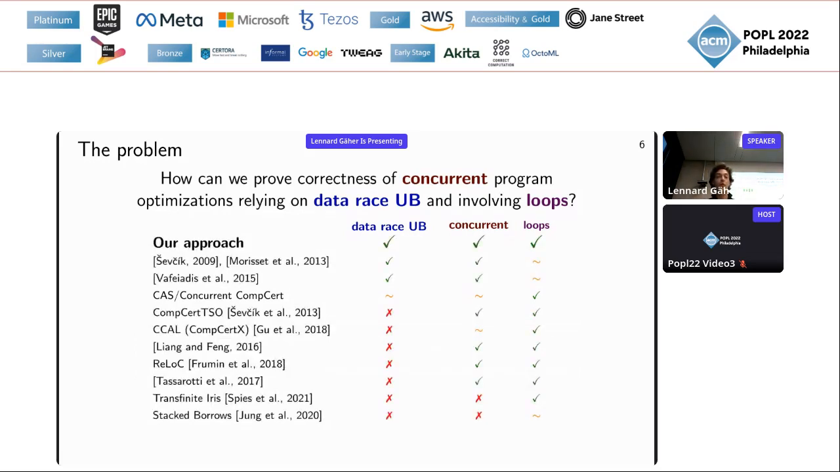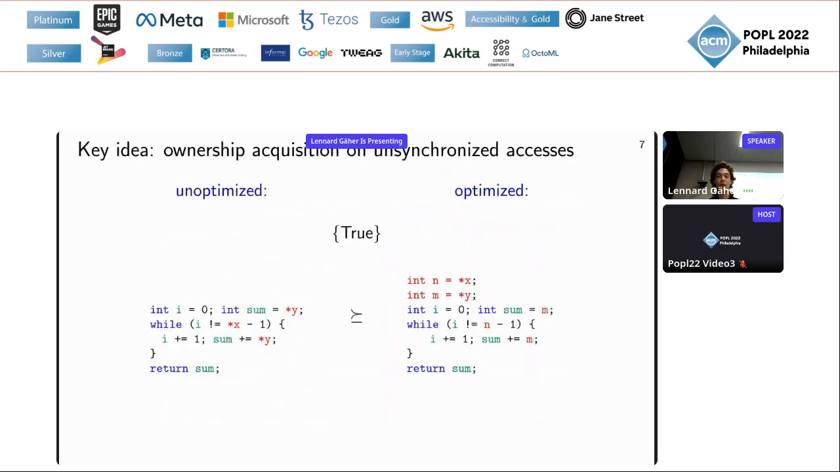And our key idea for verifying data race optimizations is to employ the concept of ownership from separation logic. Let's consider the example code again. With our approach, we prove a simulation. And our simulation relation features a pre and post condition starting from a trivial precondition. Now, since an unsynchronized read from y is reachable in the unoptimized program, our proof rules then allow us to obtain partial ownership of y, since we know that no concurrent thread can be writing to it.